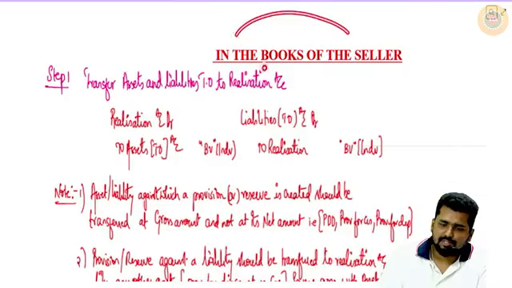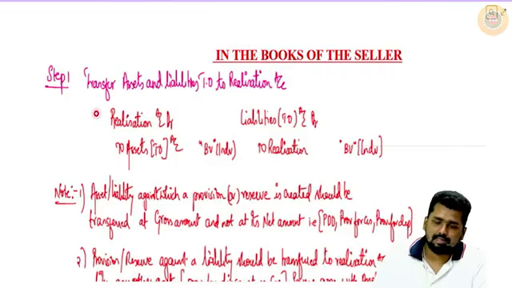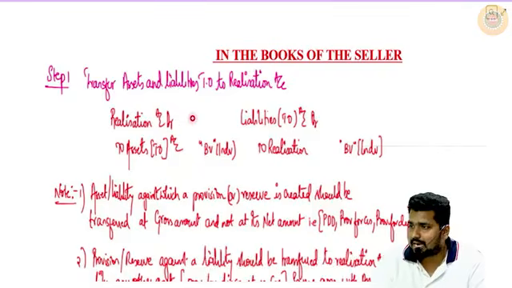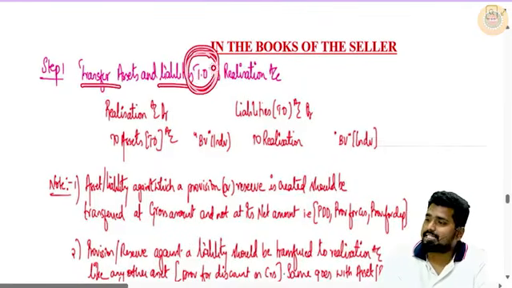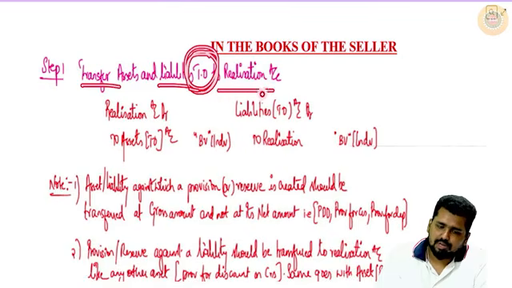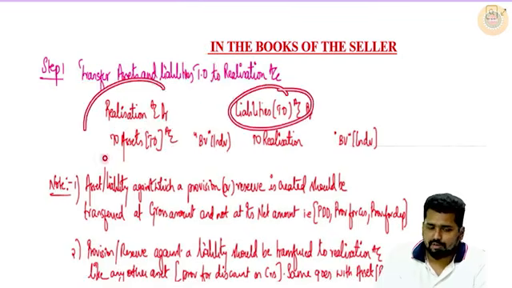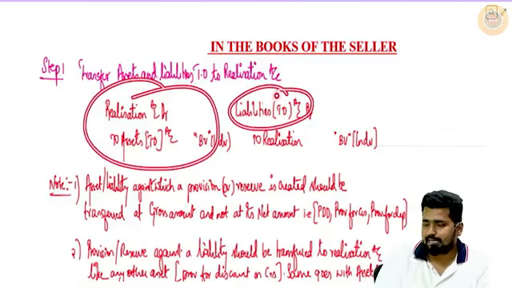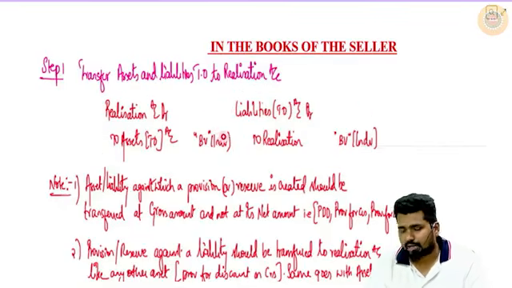Clear? So in the books of the seller. Now let's think like a transferor, seller company, transferor company, vendor company. First, transfer assets and liabilities taken over. TO means taken over here, so taken over to the realization account. Assets I want to close, so they are credited. Liabilities I want to close, so they are debited. Therefore the entry is: realization account debit to assets taken over account, and liabilities taken over, liabilities account debit to realization account. Clear? Point number 1.